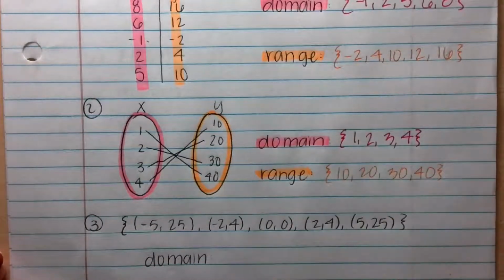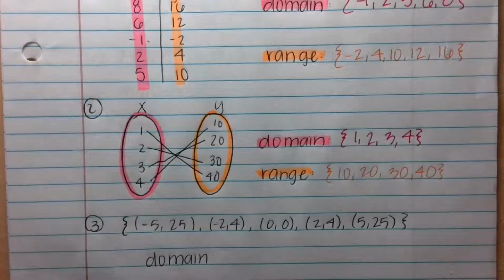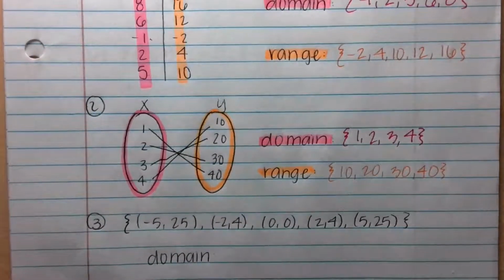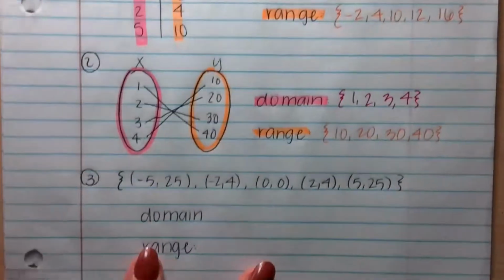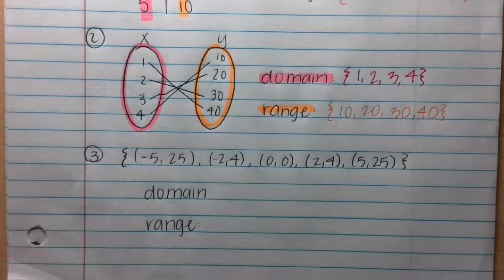These are pretty straightforward. The biggest thing is just making sure you do have all of those numbers and you're writing them in order. All right. Up next, we have our ordered pairs. This is where it's a little trickier.